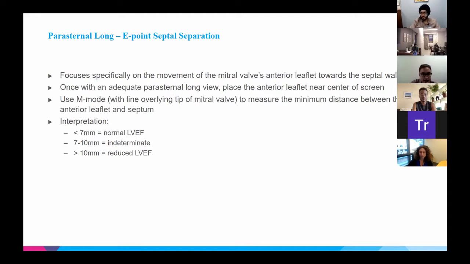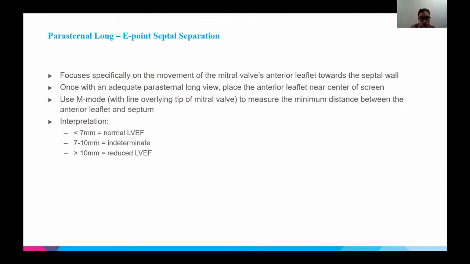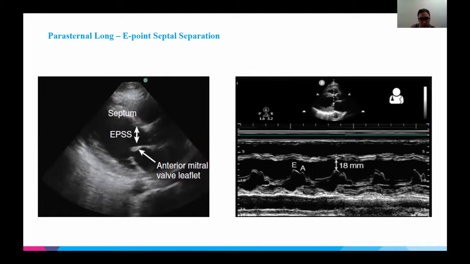And so classically, in at least normal or hyperdynamic LV function, it should be within 7 millimeters of the septal wall. If it's 7 to 10 millimeters, that's sort of your gray zone, indeterminate. And certainly if it's more than a centimeter, or more than 10 millimeters from the septum, that's suggestive of reduced LV function.